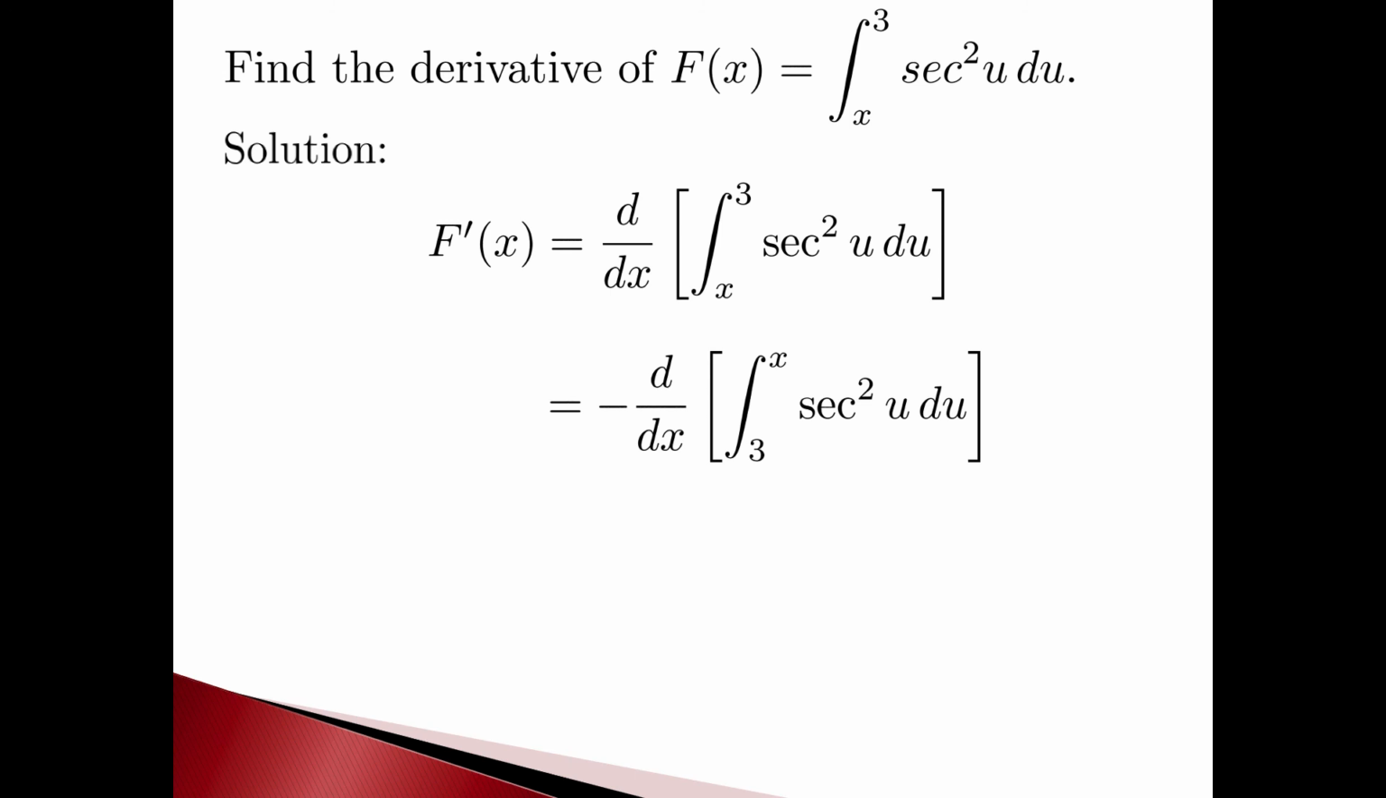So that's great. So I'm going to get minus the derivative now if I switch them. And then what's the derivative if I switch them? Well, I just stick the x into the secant squared, and so I get negative secant squared of x. That's it. Super, super easy.